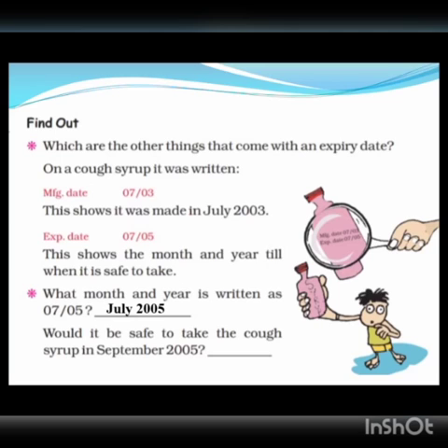Next one, would it be safe to take the cough syrup in September 2005? What do you think? Is it safe? Obviously not, because the cough syrup is safe to take till July 2005 and September comes after 2 months of July. So our answer is no.